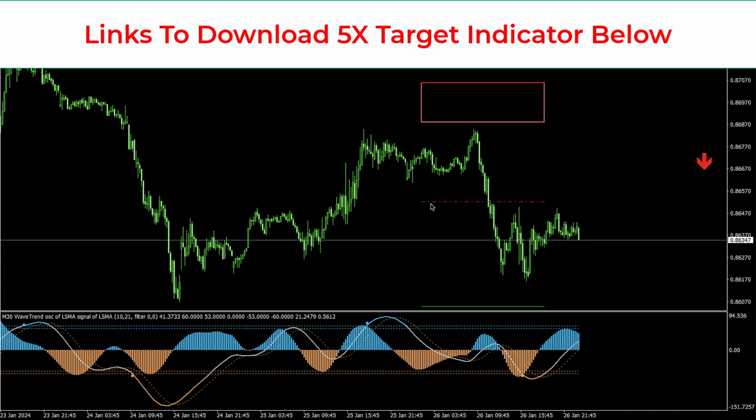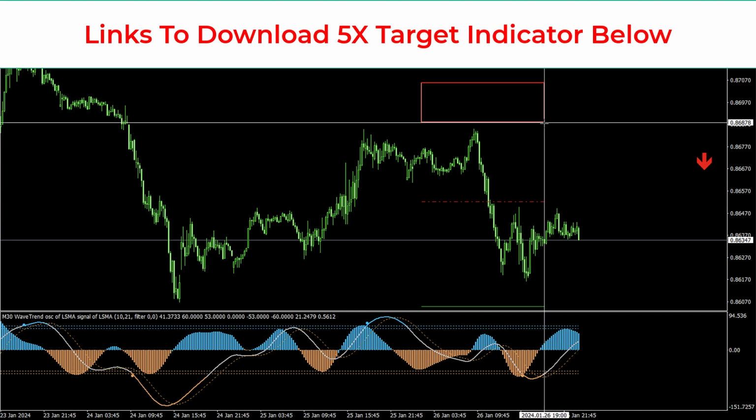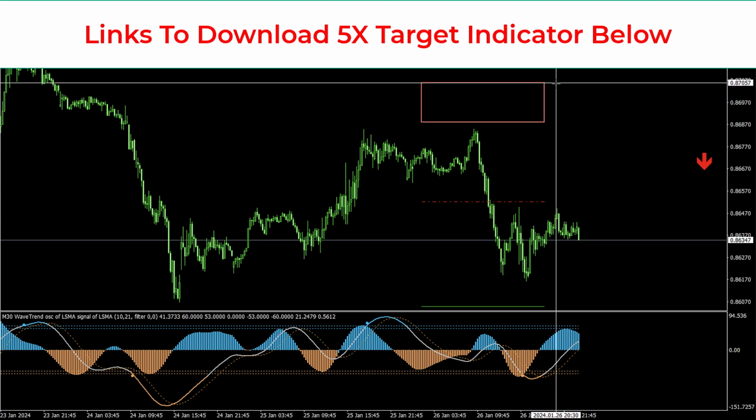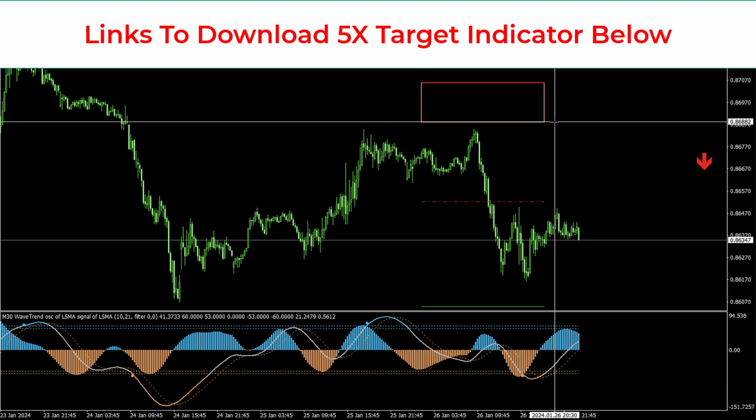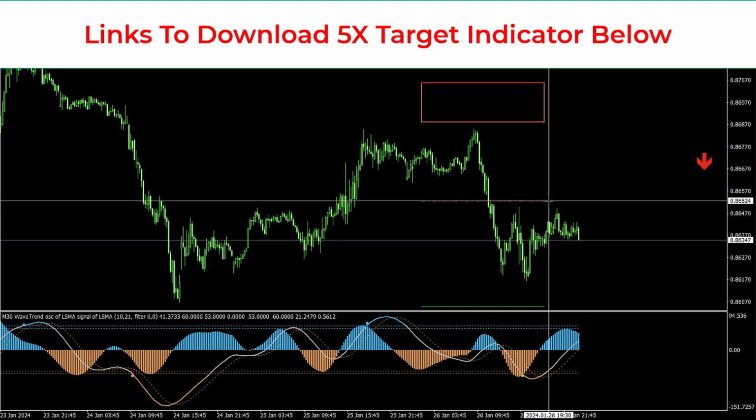Now, there is the first dotted line. This is a target, and it's equal to 2 times the risk because, as you know, the risk for the initial entry is this box from here to this one. This is the stop loss, and this is the entry here. It can happen here. Now, this is the first target.